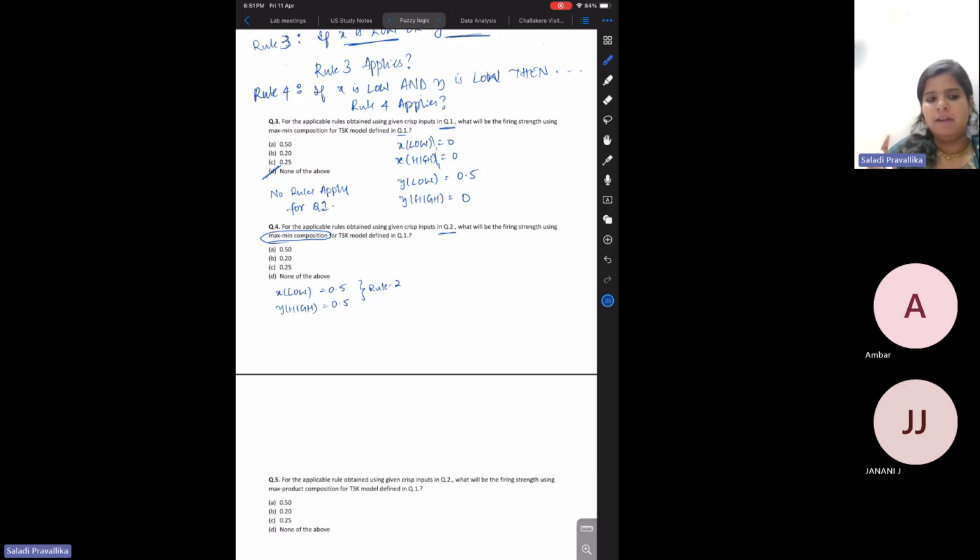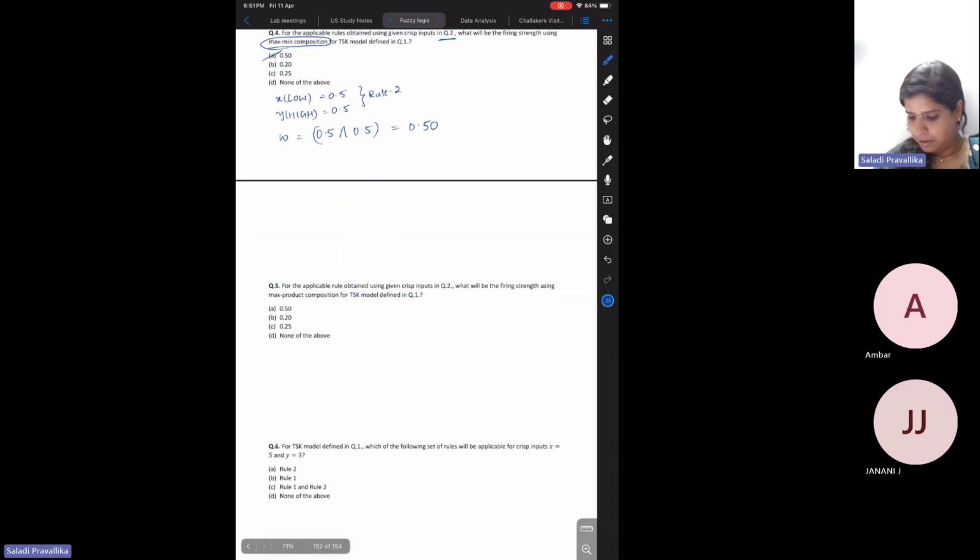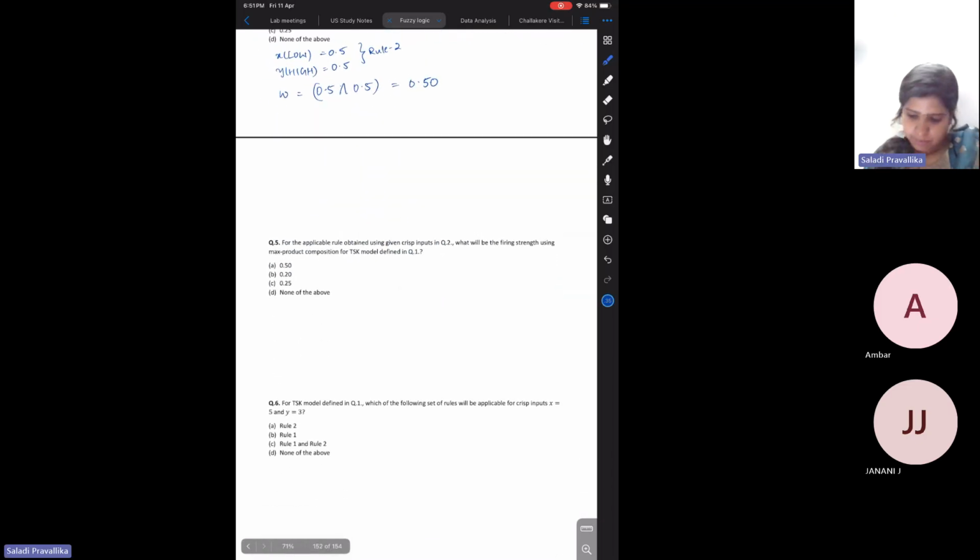So here we have max min composition, which means that we'll take the minimum value. So your W is going to be 0.5 intersection 0.5, which is equal to 0.5. So option A is the right answer, as Amber also said. Okay, very good, Amber. Okay, next question.